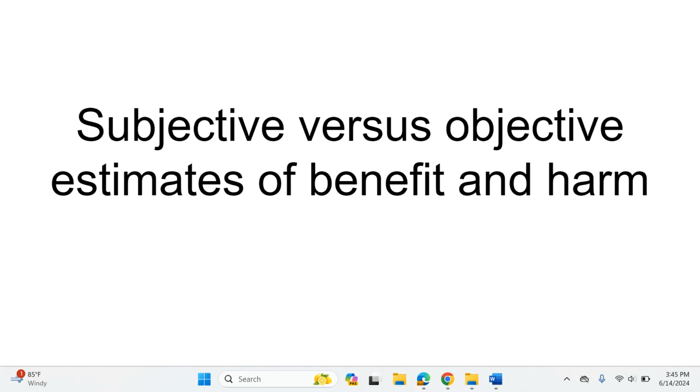Okay, thinking about making consequentialist assessments about benefit and harm to a patient. The text tells us that we have to think about these things in terms of subjective and objective. Those words have a bunch of different meanings, and they can oftentimes be very tricky to get a handle on. So I just want to say a few things about them here.